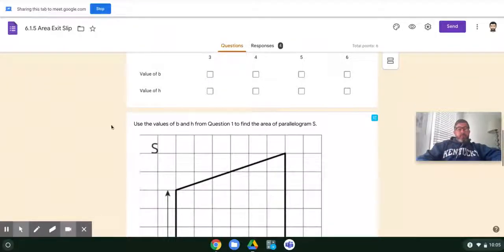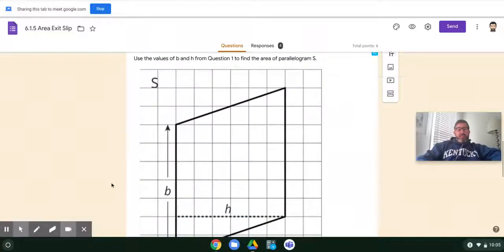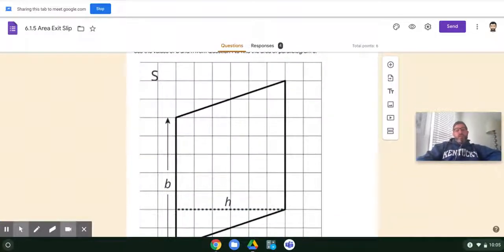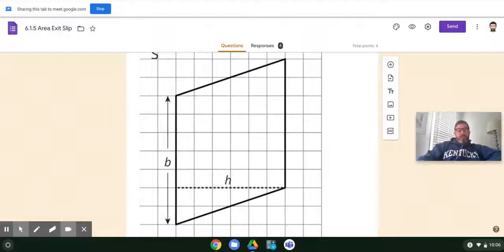So we'll go back to the first one, and since we know what our base and our height are, do you remember how we find the area? Our nice formula that we use to find the area of a parallelogram? Base times height, that's right. So if our base is 7 and our height is 6, what does that make our area? You have your calculator there? 42, that's right.